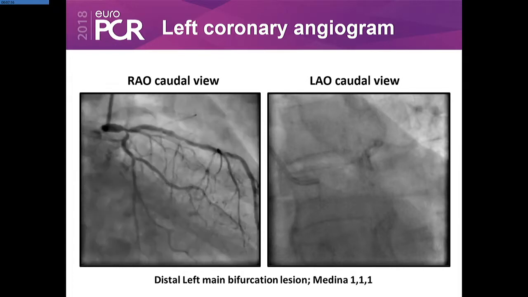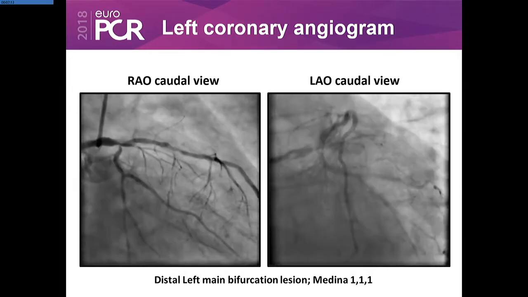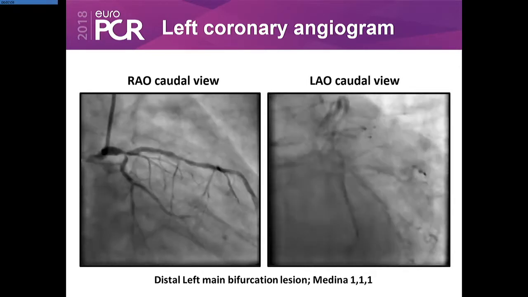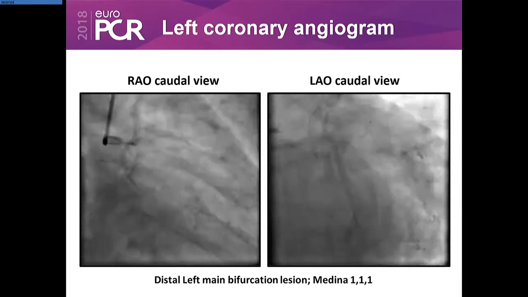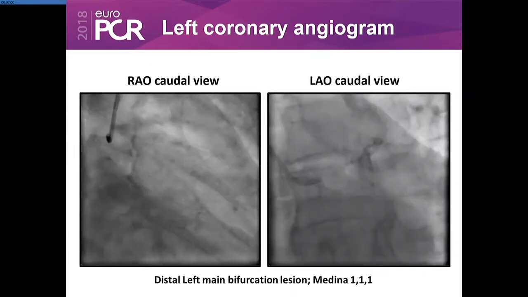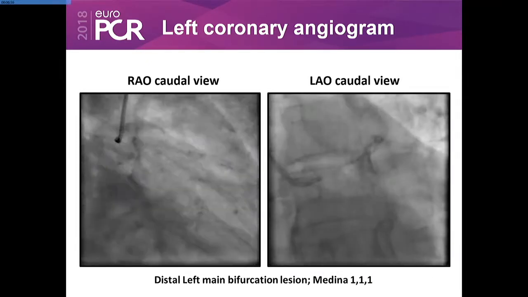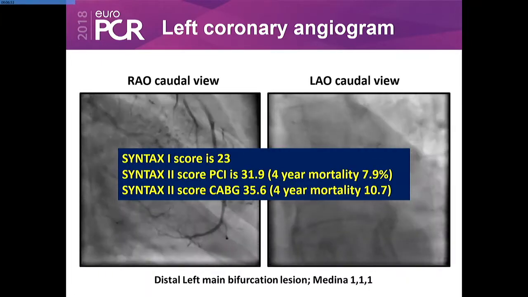His right coronary angiogram was normal. His left coronary angiogram showed a distal left main bifurcation lesion of Medina 111, a significant lesion involving both the ostia of the LCX and the LAD. The patient also had some degree of calcification in the proximal and mid segment of the left anterior descending artery. So we calculated the Syntax score.